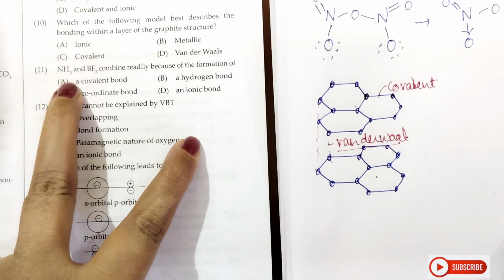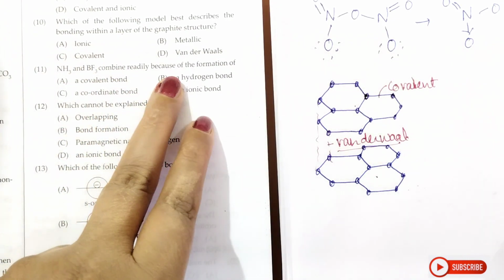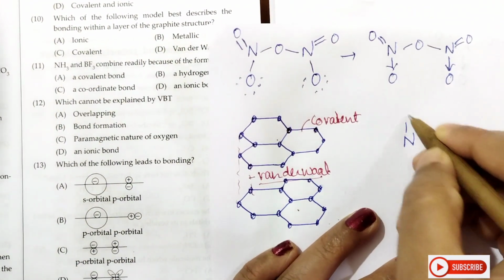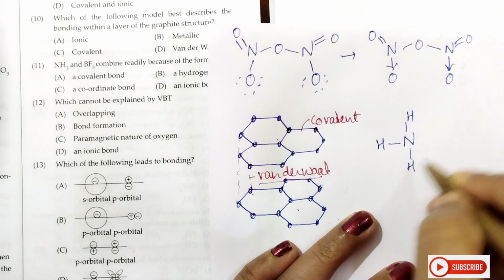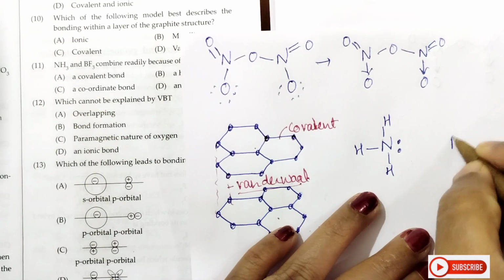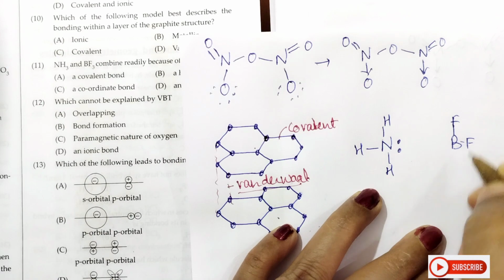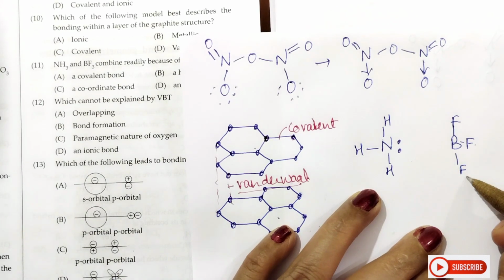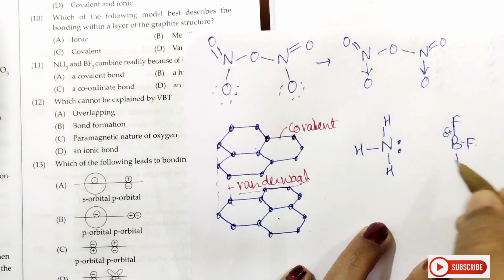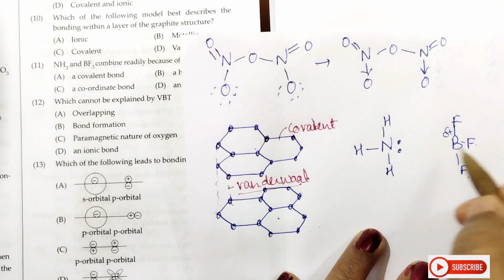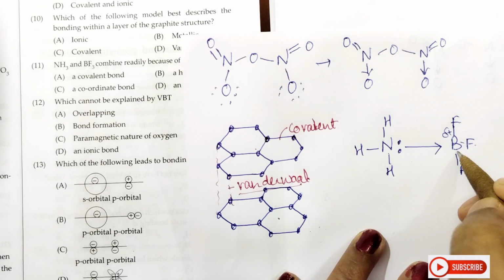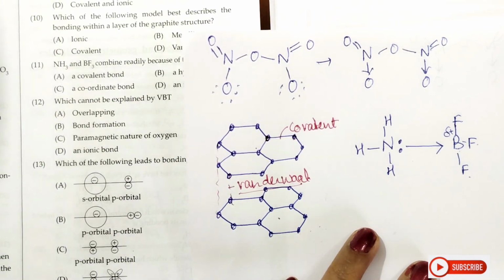Next question is: NH3 and BF3 combine readily because of the formation of, let us see the structure of ammonia. Ammonia is nitrogen attached to three hydrogens, and there is a lone pair here, which means this is an electron rich molecule. If you see BF3, the BF3 structure is like this. As the three fluorine atoms are strongly electron withdrawing, boron becomes electron deficient, and therefore this electron rich nitrogen can donate or coordinate a bond with BF3 because boron is electron deficient, and so the bond between them is a coordinate bond.